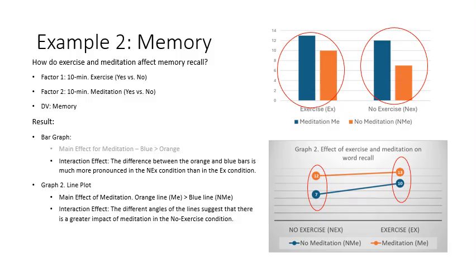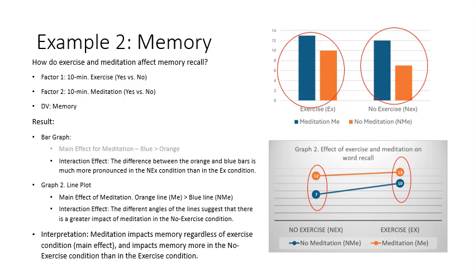This upper orange point with the 12 in it in the no exercise condition is higher than this lower blue point in the exercise condition with only a 10. We would need both of these on the right to be taller than both of these on the left to detect a main effect. And so we would interpret this by saying that meditation impacts memory regardless of exercise condition, but that exercise does not independently impact memory in this example.